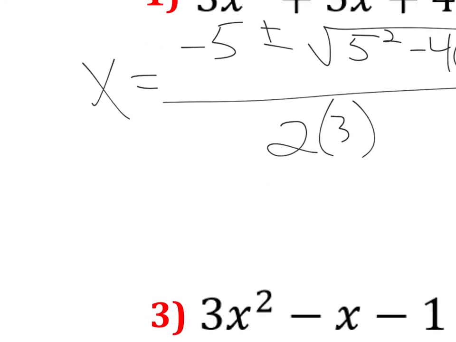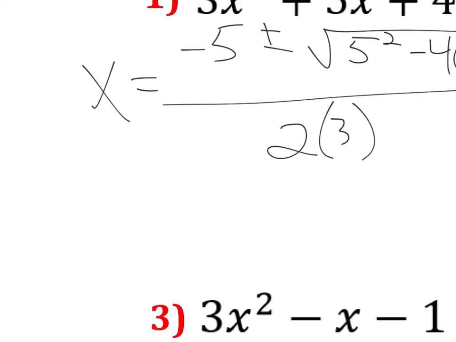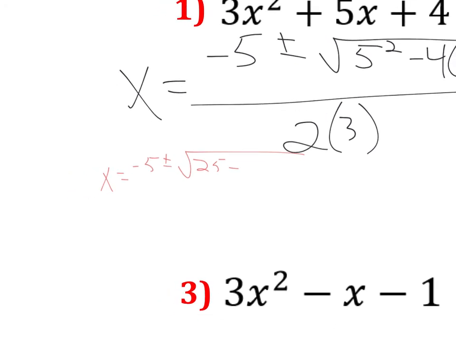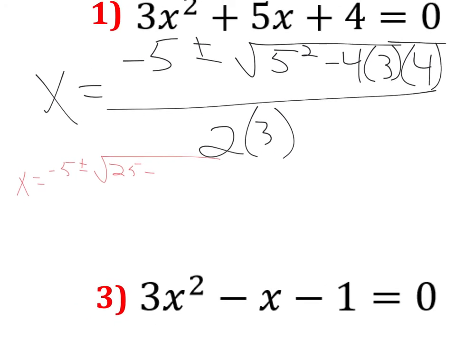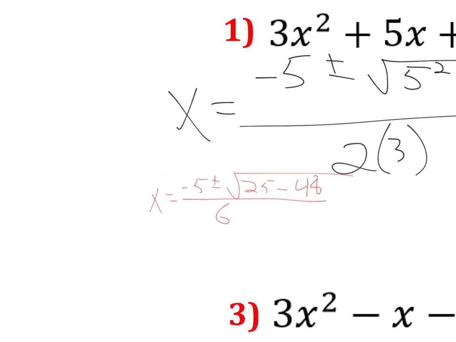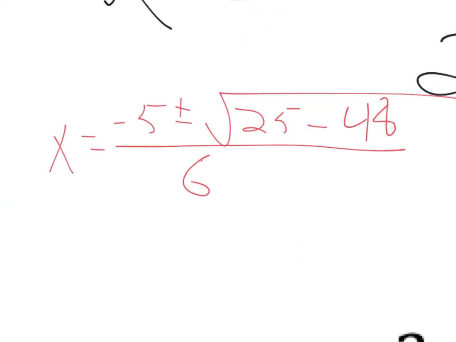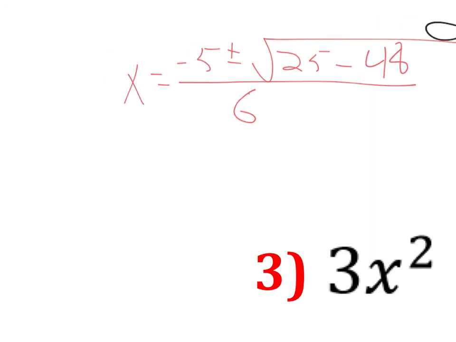So now we need to make this thing pretty. This would be -5 plus or minus the square root of 25 minus, let's see, 4 times 3 is 12 times 4 is 48. So 25 minus 48 all over 6. And I can already tell my discriminant, the number underneath the radical, it's going to be a negative number. So I'm going to have an imaginary solution of some sort.